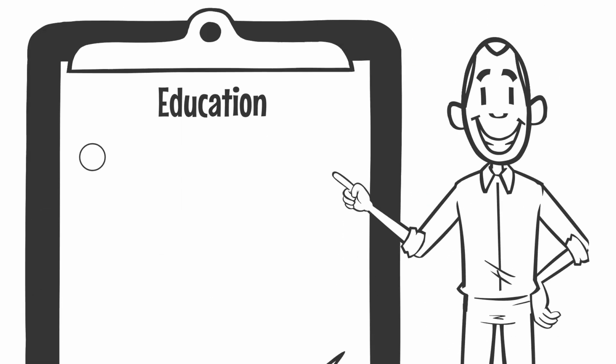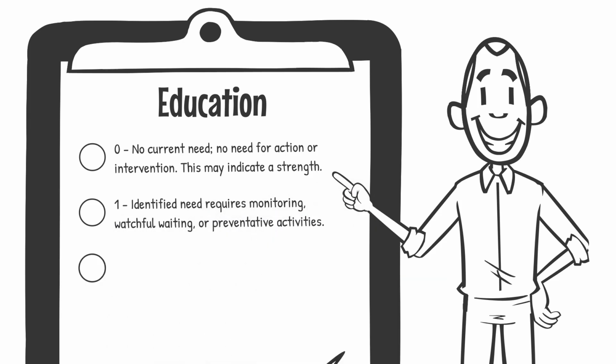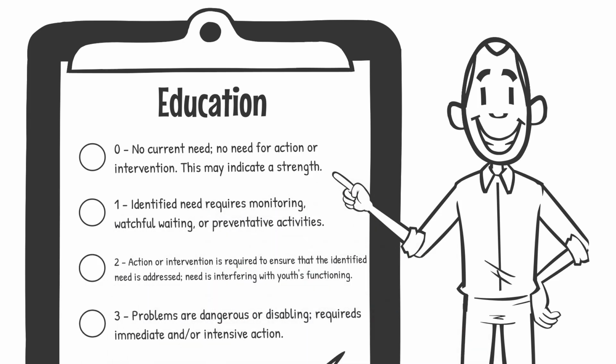Using the FAST item education as an example, each numbered rating is assigned an anchor or a description for that rating based on the severity of the need.